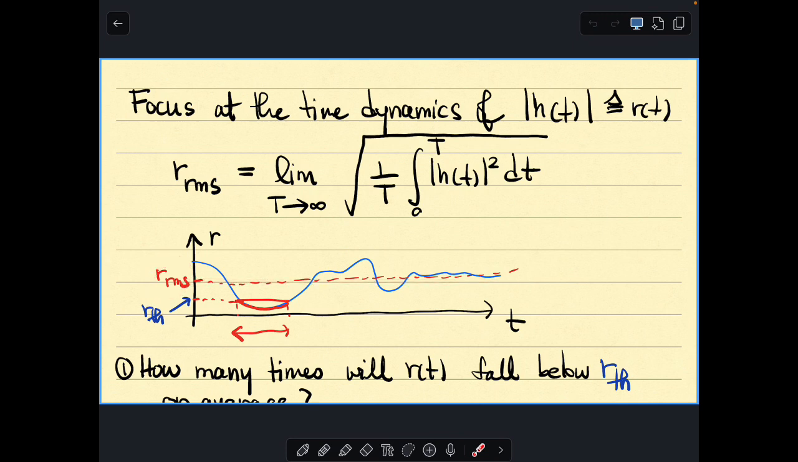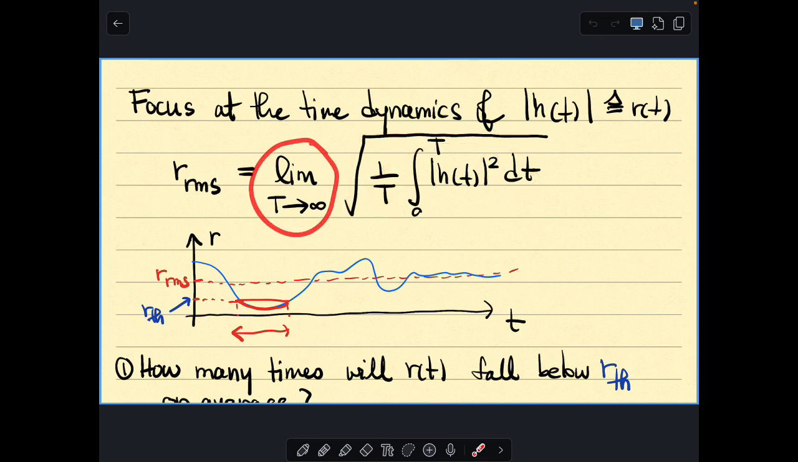First, you take this value and sum it using an integral, and then divide by the time. So you integrate from 0 to t, multiply by 1 over t, and then take a square root. So this is where root mean square comes from. Root means square root, and you want to find the mean square.